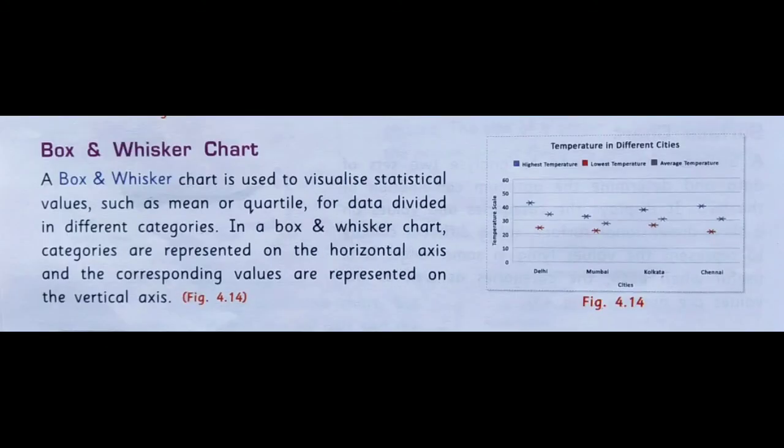Box and whisker chart. A box and whisker chart is used to visualize statistical values such as mean or quartile for data divided in different categories. In a box and whisker chart, categories are represented on the horizontal axis and the corresponding values are represented on the vertical axis.